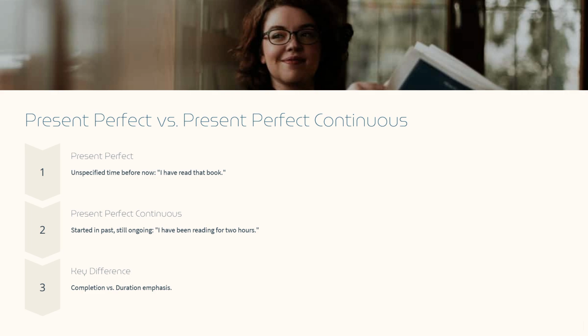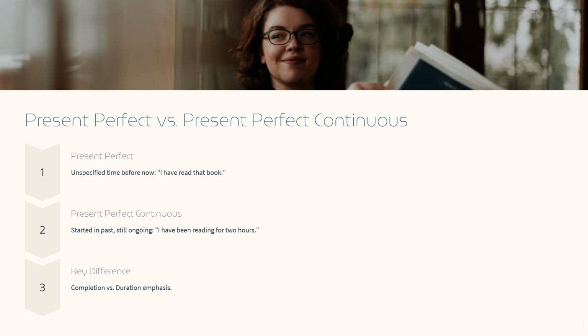Okay, so now let's compare the present perfect and the present perfect continuous. So the present perfect links past actions to present moments, such as I have read that book, right? I have read that book. It's often used when discussing past experience or recent achievements, which is important in the speaking part 2 section. Now, the present perfect continuous, like I have been reading for 2 hours, this emphasizes the duration of an ongoing action.